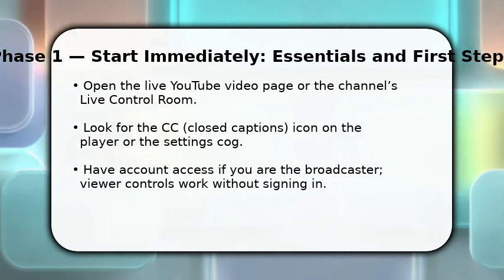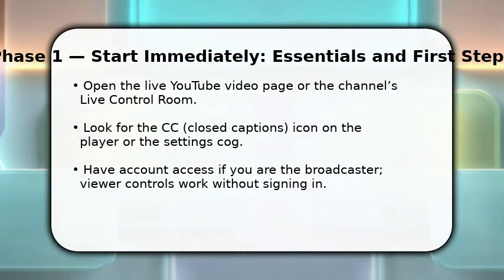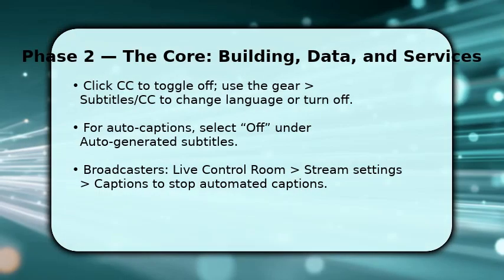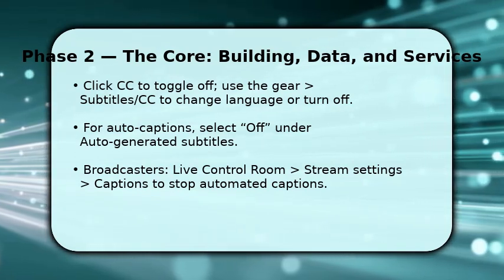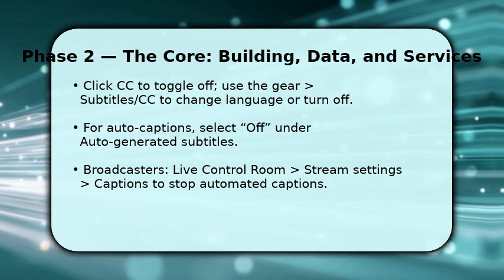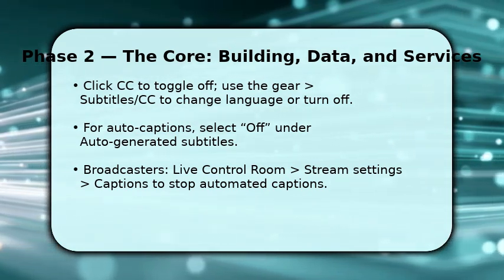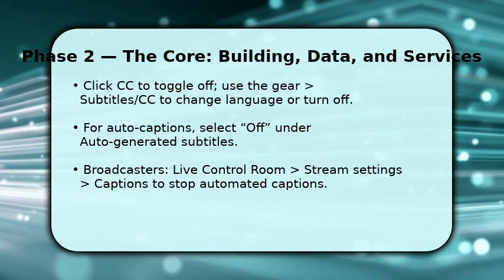This is the first actionable step. Once you open the subtitles/CC menu, choose off to stop the on-screen captions immediately. If captions are auto-generated, select the auto-generated option and switch it off. If they are uploaded captions, choose none. Make sure to confirm the change. Some players require an extra click.